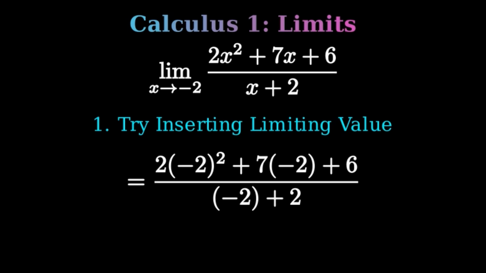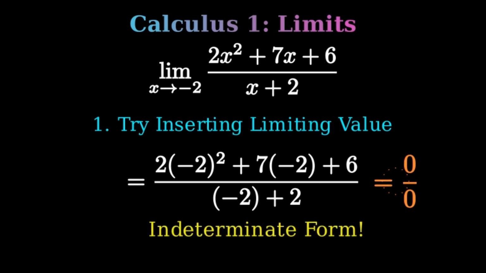over -2 plus 2. Well, if we do the math on that, it looks like we're going to get 0 over 0. That's not going to fly in this class, right? That's the indeterminate form. We can't do that, okay? So typically when that happens, you're going to try to use algebra manipulation.